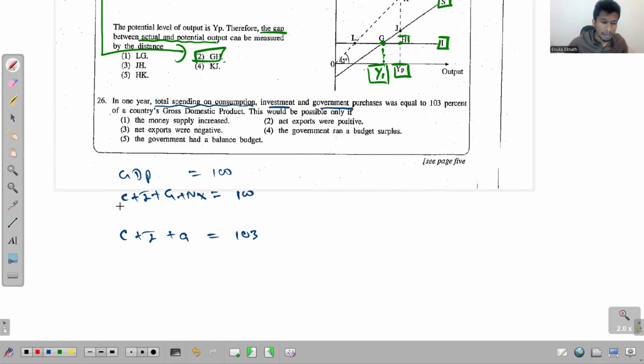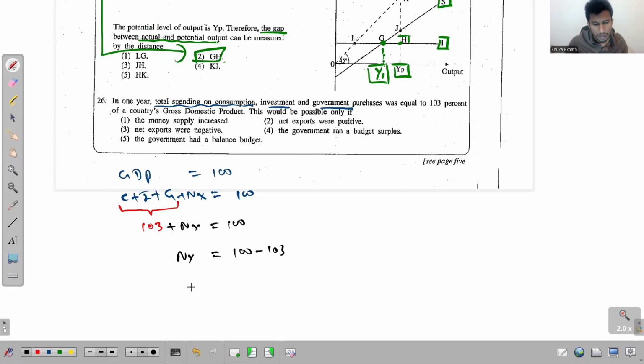But according to the question, what happens if you take the total of only these three components? There you get 103, right? So let me write 103 here. So 103 plus net exports will give us 100. So we can find the value of NX simply by solving this equation. So you make NX equal to 100 minus 103. So for net exports, we receive this minus 3. Right now, with this idea in mind, you can read all these given options and select the correct one.